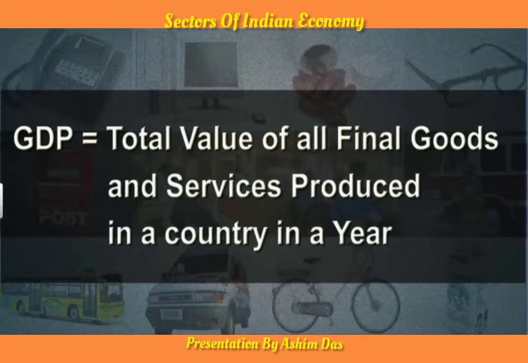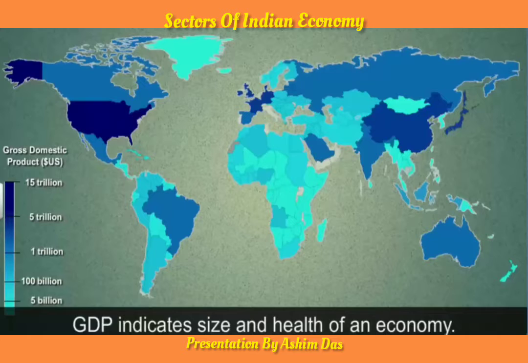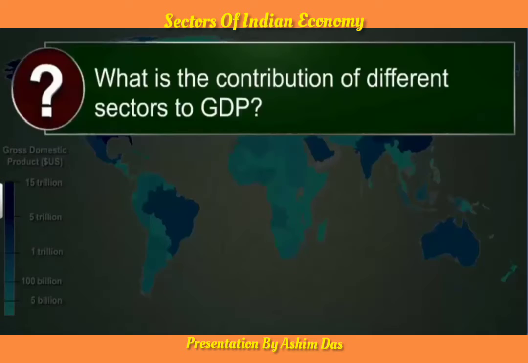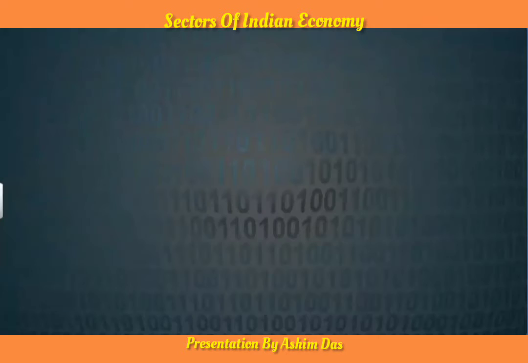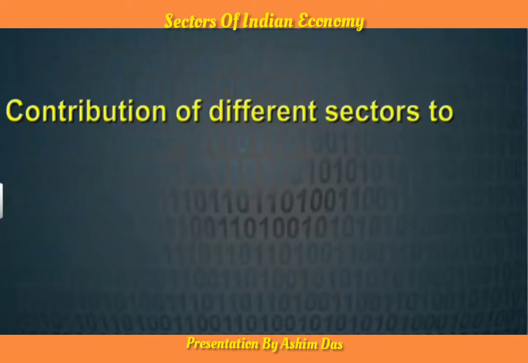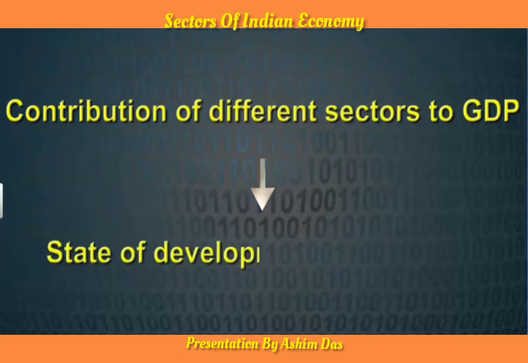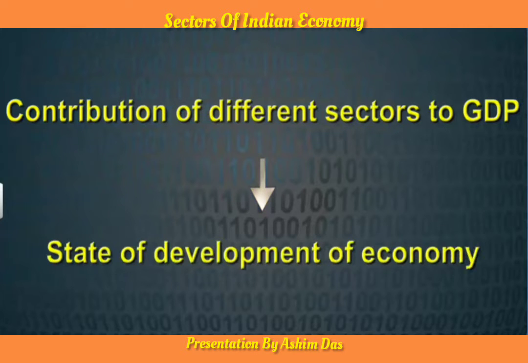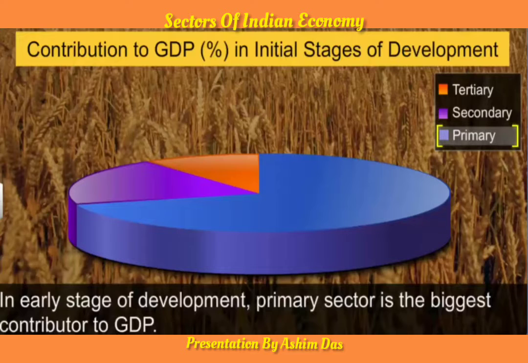GDP is a globally accepted indicator of the size and health of a country's economy. Let us now see how much different sectors contribute to the GDP of a country. Statistical data reveals that the contribution of different sectors to the GDP of a country depends on the state of development of that country's economy.